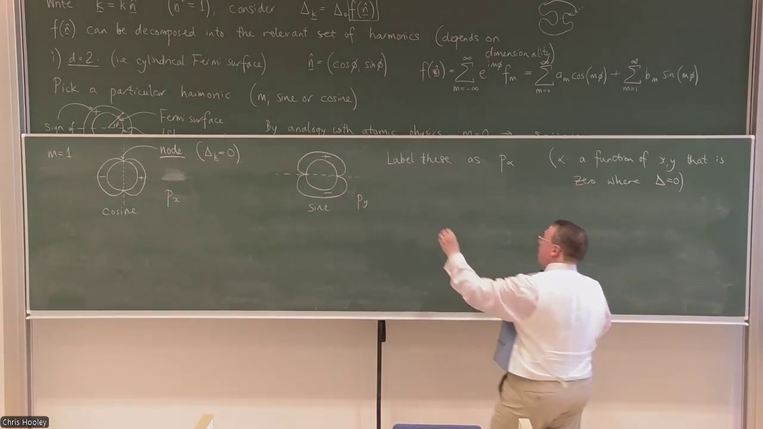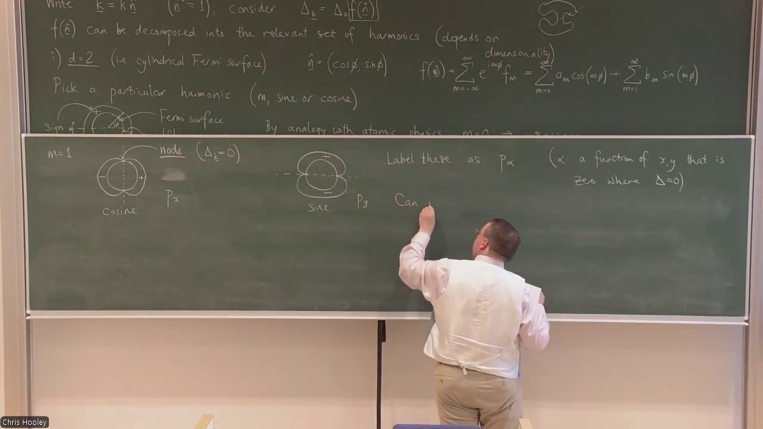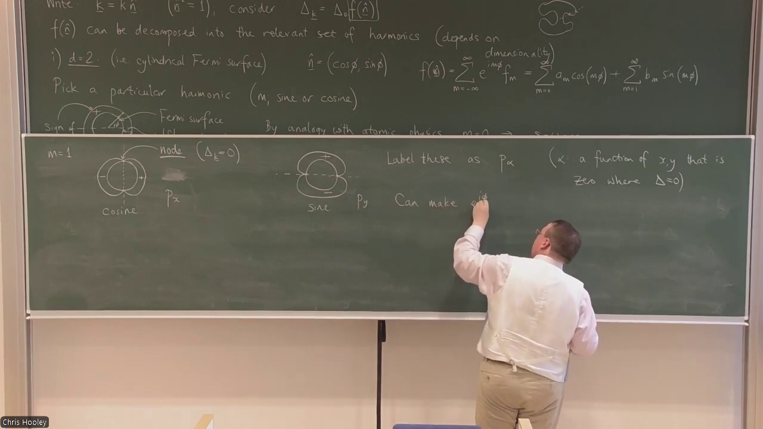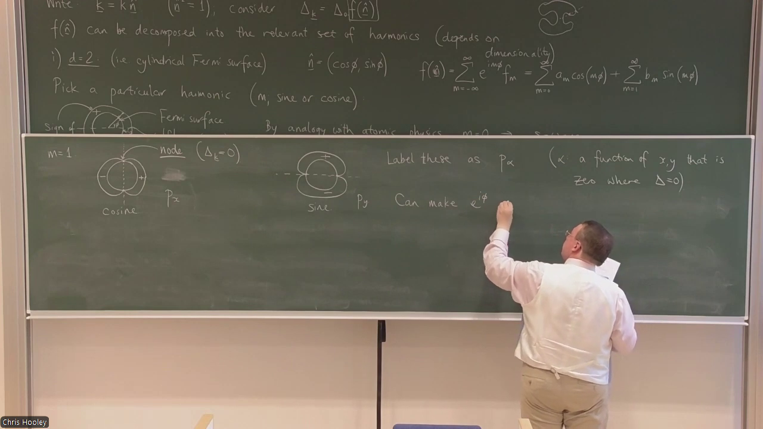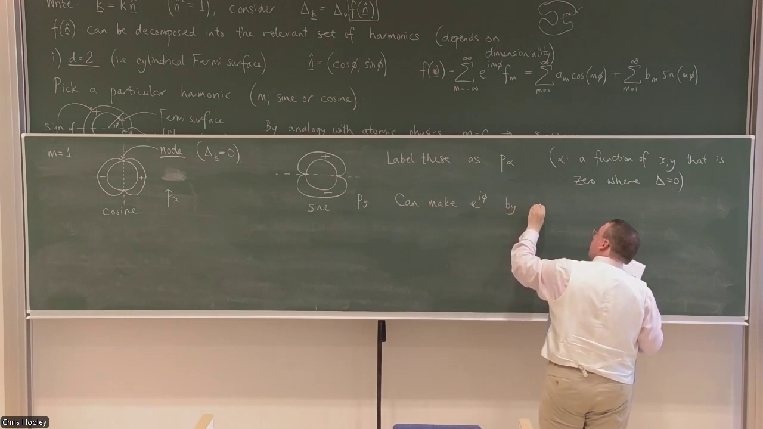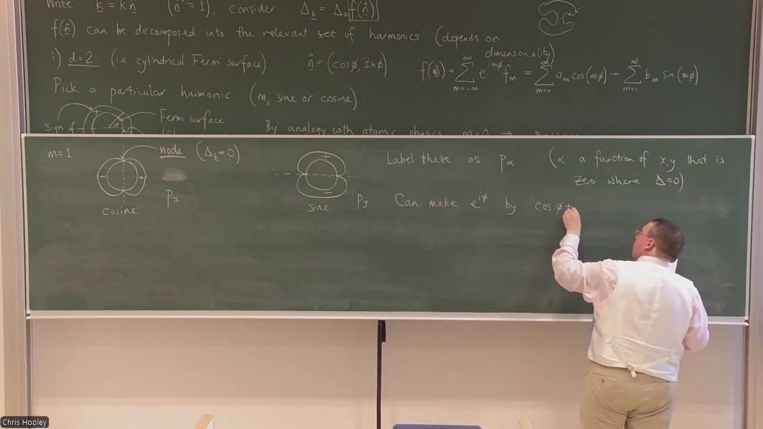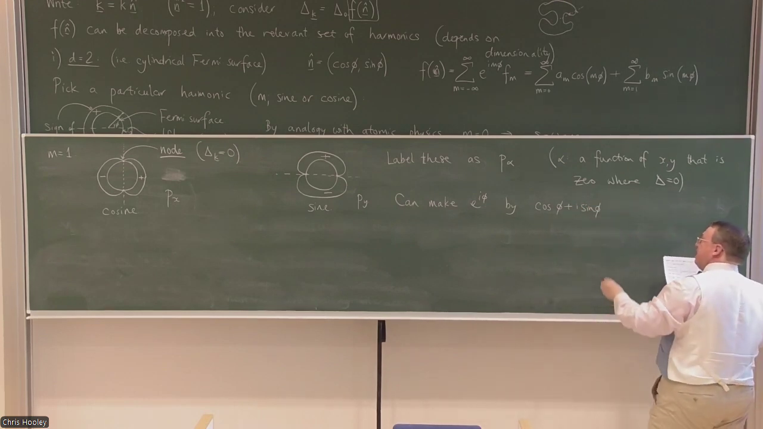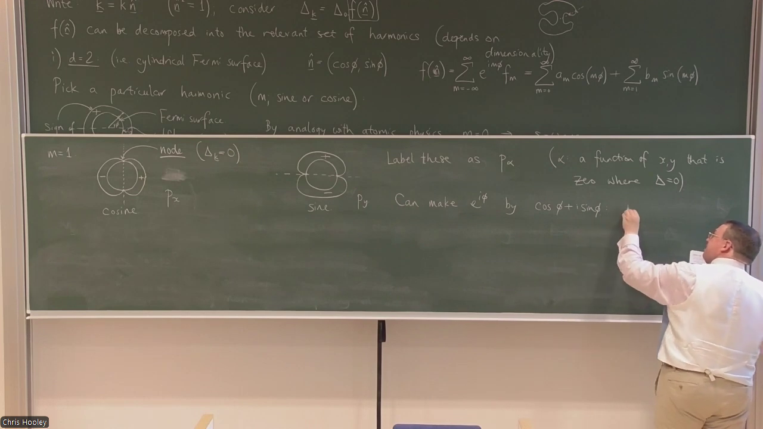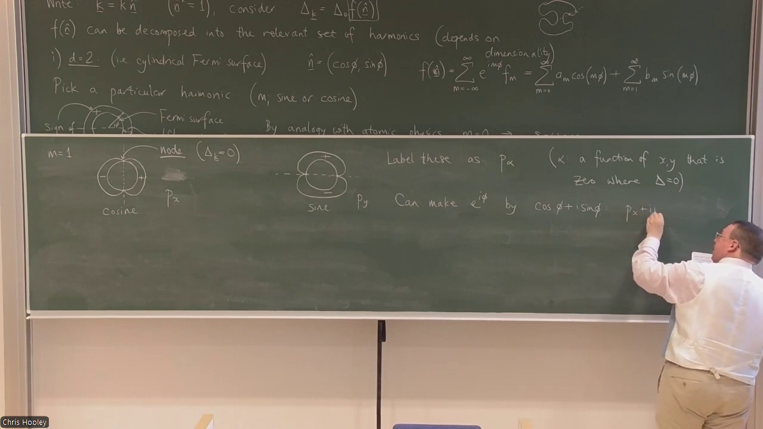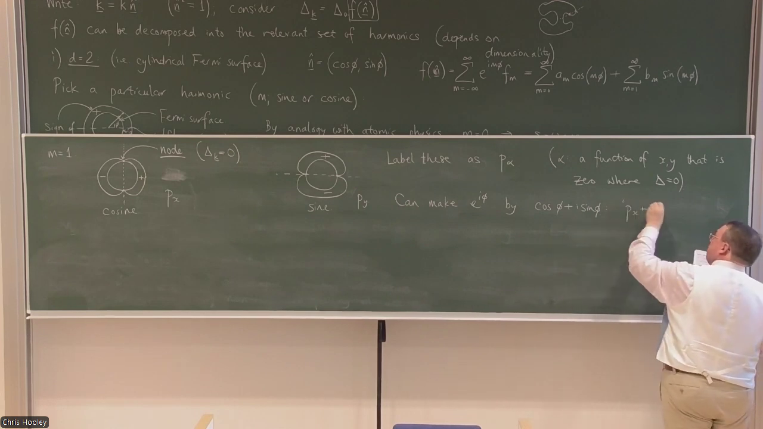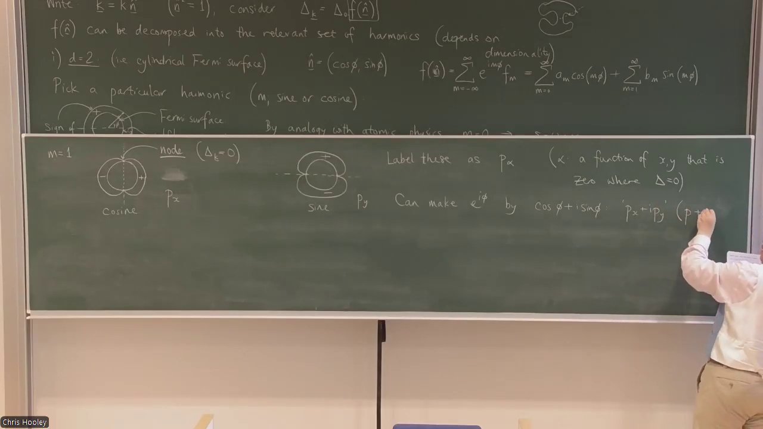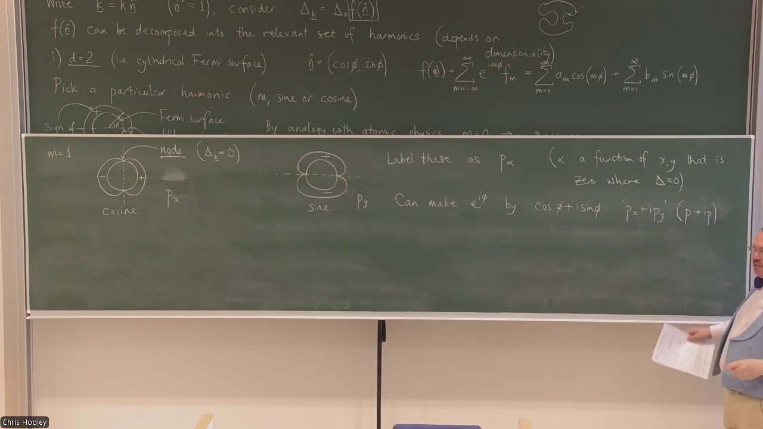Okay. And we can make, obviously, the complex harmonics by cos plus i sine. That's just a mathematical identity. And so that state is labeled Px plus iPy, or since there are only two that you could be using, often people just call it P plus iP.